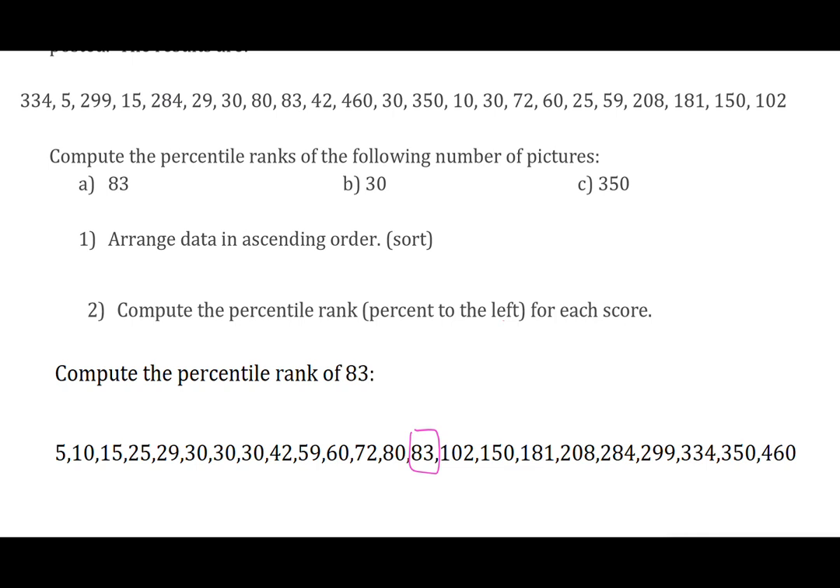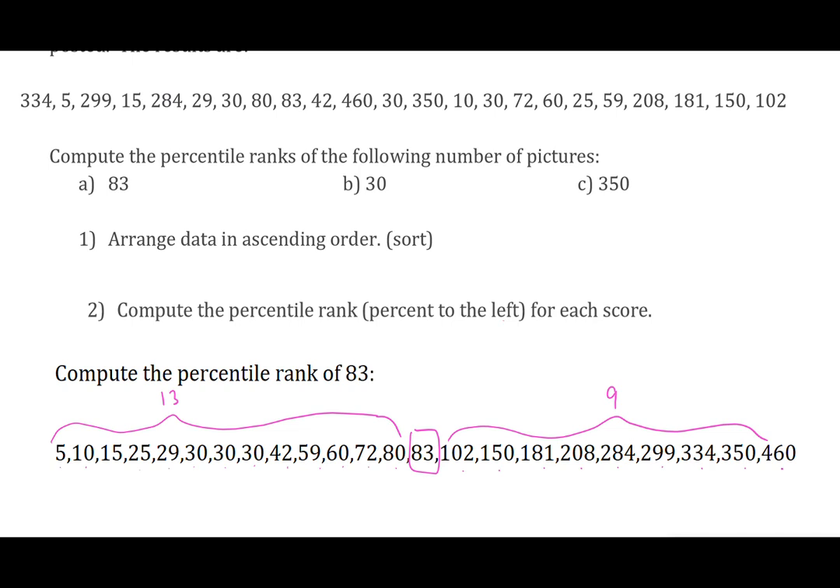So to find the percentile rank for 83, we're going to find how many values are less than 83. In this case, we have 1, 2, 3, 4, 5, 6, 7, 8, 9, 10, 11, 12, 13. 13 that are less than 83. And we have 1, 2, 3, 4, 5, 6, 7, 8, 9. 9 that are greater than 83.